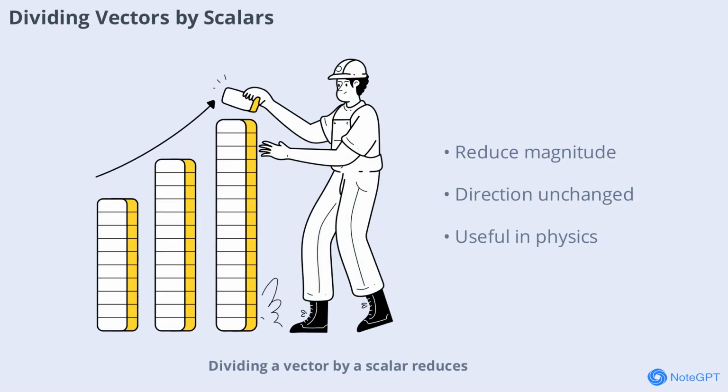Dividing a vector by a scalar reduces its magnitude but keeps its direction the same. For example, if you have a velocity vector, the speed becomes half as much but the direction remains unchanged. This operation is useful when you need to scale down a force or velocity in physics problems.